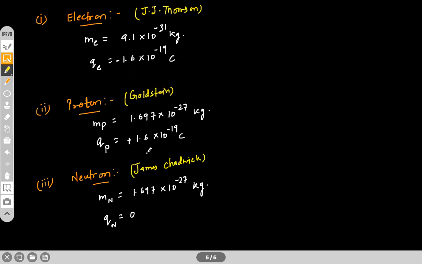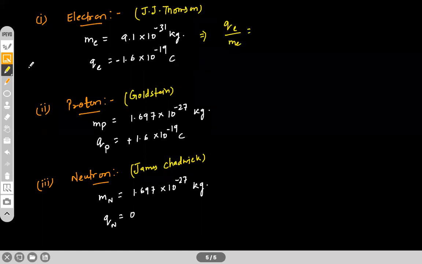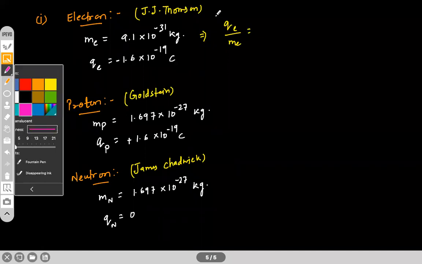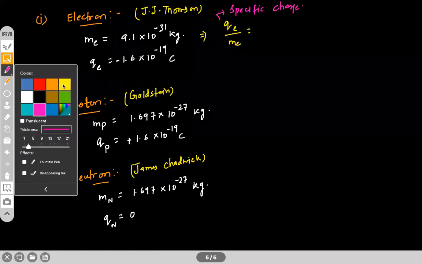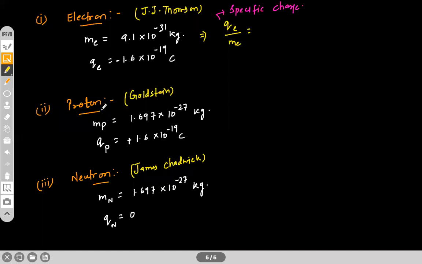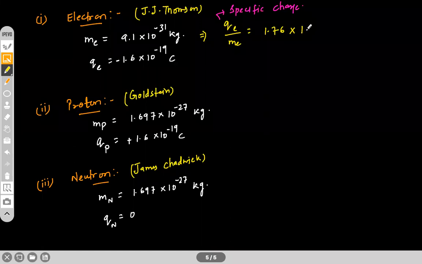This question, actually, they do not ask in the exam. What they sometimes ask is the charge by mass ratio of these, that is Q by M for the electron. The charge by mass ratio is also called the specific charge. Sometimes they ask you what is the charge by mass ratio of electron, proton, neutron in order. So for the electron it is 1.76 into 10 to the power 8 coulomb per gram.